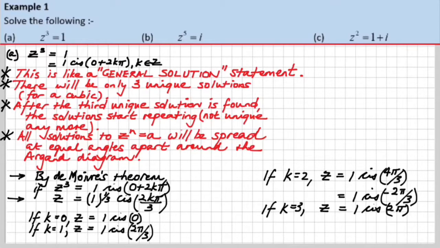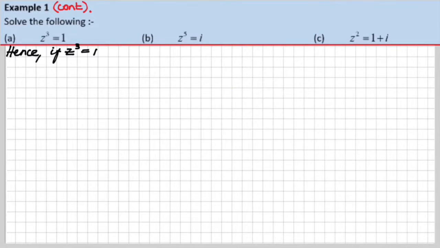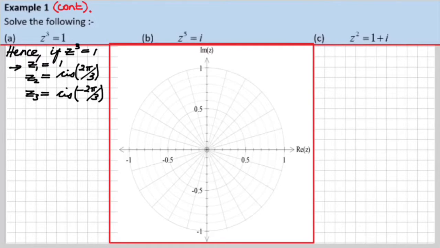If k is 3, z would be 1 cis 2 pi, wouldn't it? Okay, but that is the same as 1 cis 0, which we've already found over here, you see? So they start repeating. Yes, that's right. Hence, if z cubed equals 1, we've got z1 is 1, which is 1 cis 0, and we've found that z2 is cis 2 pi on 3, and z3 is cis minus 2 pi on 3, and we can draw that on our Argand diagram as follows.